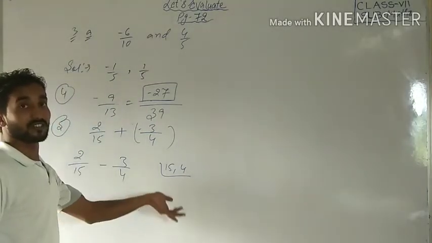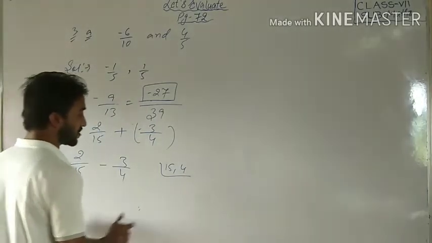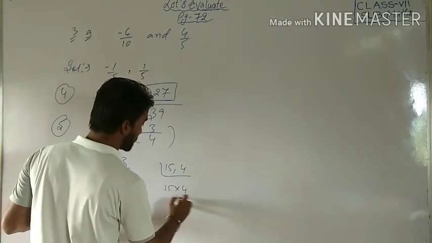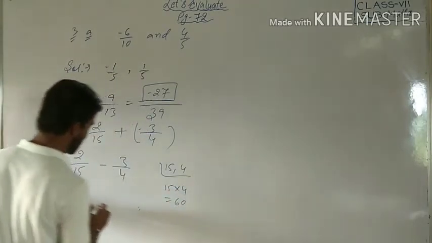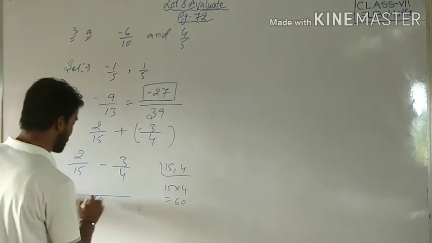One is an odd number, one is an even number. How is it possible? Not possible. Multiply it. 15 times 4 is 60. So the LCM product is 60.